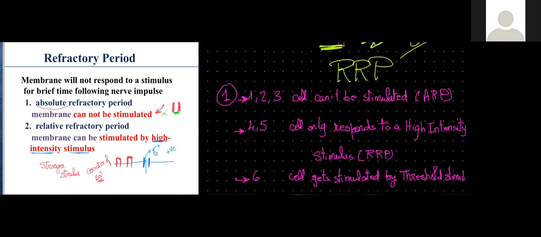Because this is going to be taking place during depolarization or early repolarization. And during depolarization, the sodium channels are open. And during early repolarization, you're closing the sodium channels. You can't open an open door, and you can't open and close the same door at the same time. So you won't be responding to any kind of stimulus. This is an absolute refractory period.